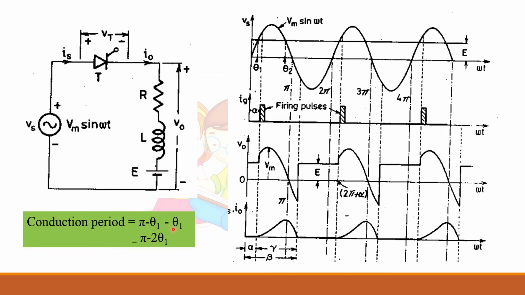So the conduction period of the SCR is only this range. Okay. So this theta 2 you can write as pi minus theta 1, because both values will be the same. Theta 1 will be equal to theta 2. So theta 2 you can write as pi minus theta 1. This will give you the range theta 2 minus theta 1.